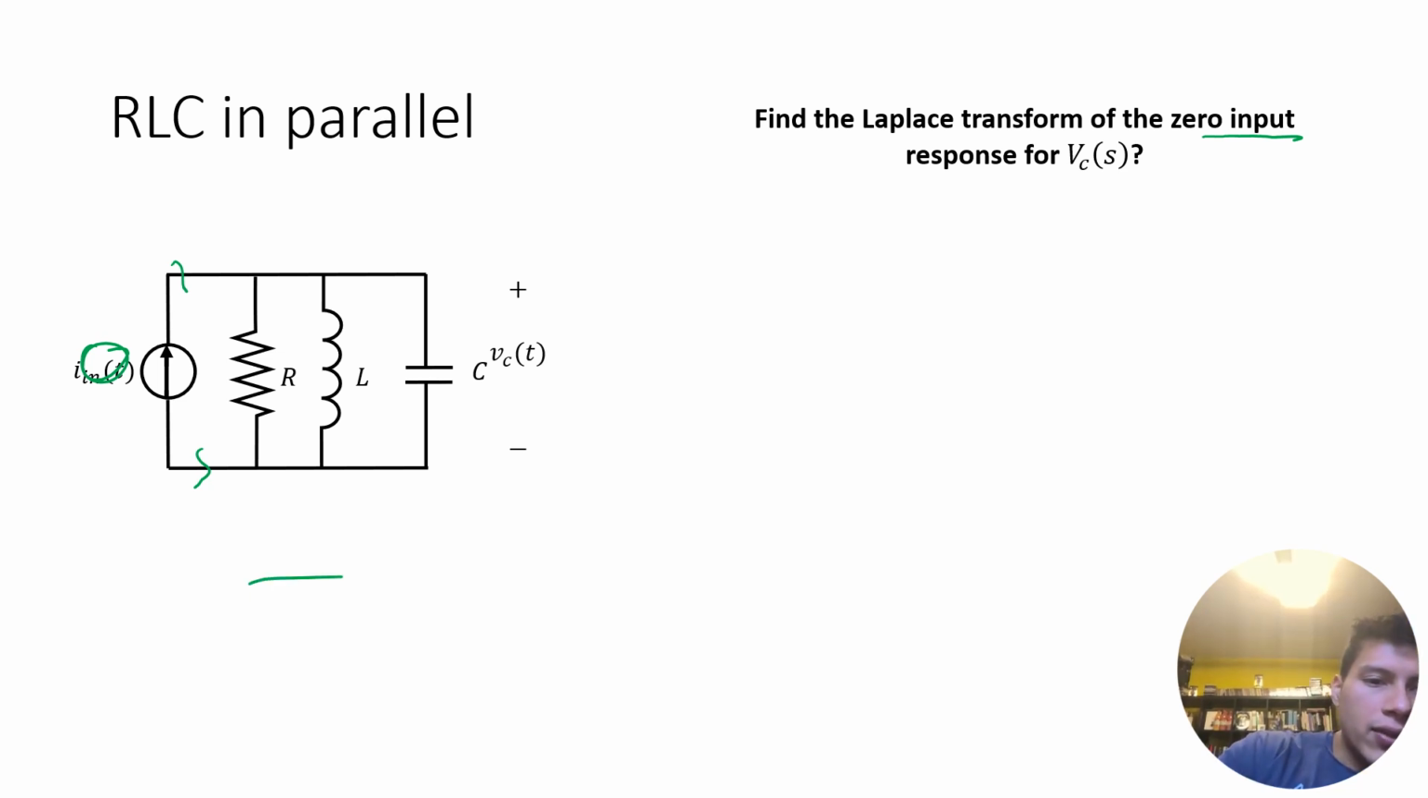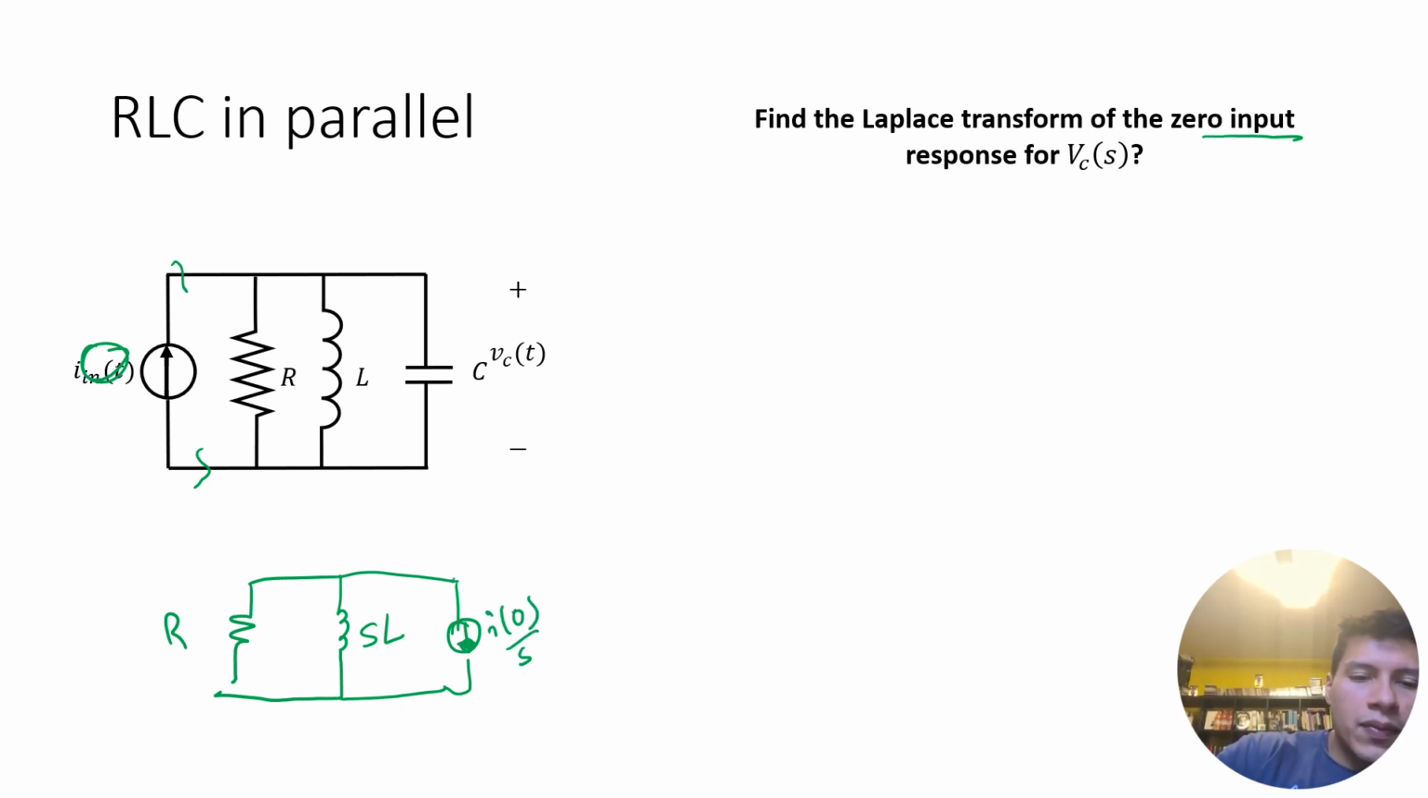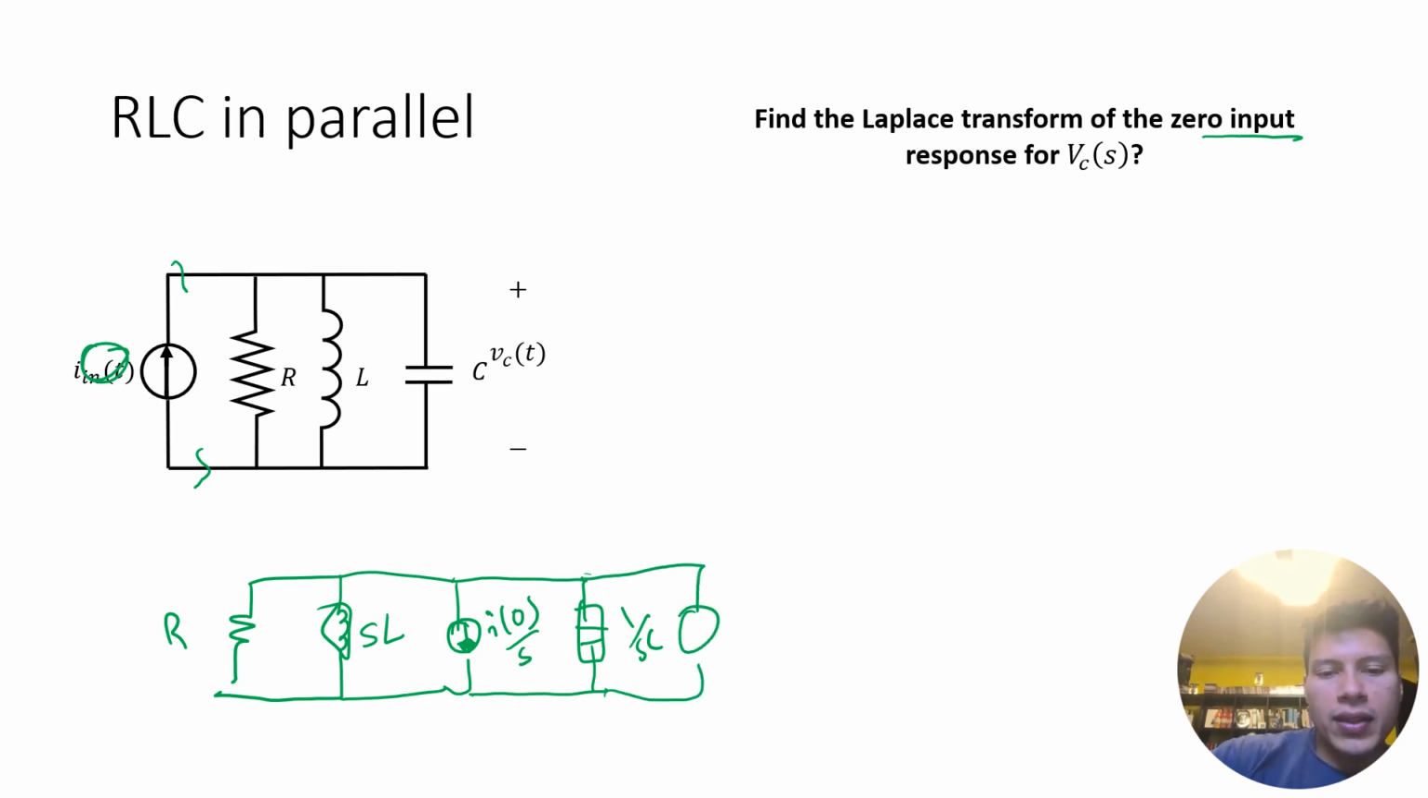So we're going to have a resistor, R, and then we're going to have an inductor, sL, and then there is a current source, which is I0 over s. Then we're going to have a capacitor, and here I'm just going to make this into an impedance, just to emphasize that it's an impedance of 1 over sC. And then we're going to have a source associated with the capacitor that is C times VC sub 0.